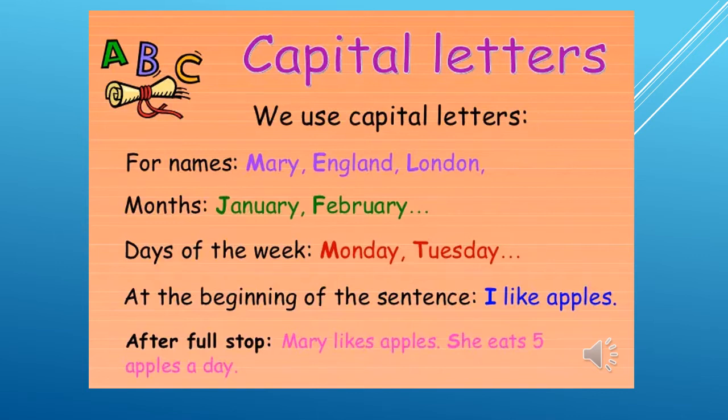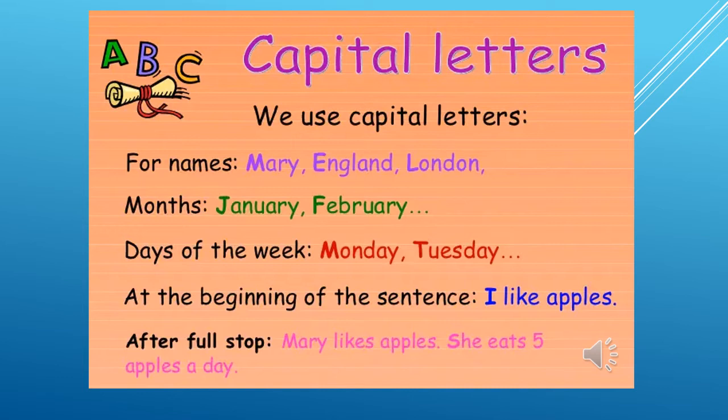We use capital letters for people's names. For example, teacher David, we always write with capital D. On the picture here, we have Mary, it's a name for a girl. England is a name for a country. And London is the name for a city. We will also always use a capital letter for the names of the months, January, February, March, and all of the rest.